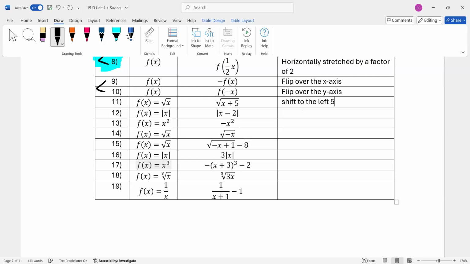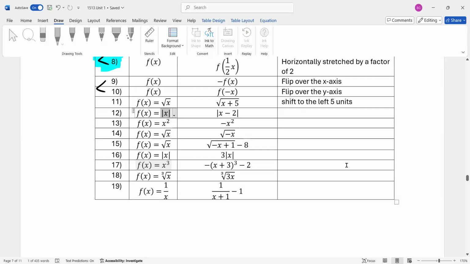5 units. Very good. Because the treatment is on x, for us to have the same input, x needs to be 5 units smaller. All the x become 5 units smaller, so the graph shifts to the left 5 units. What about number 12? This is the famous absolute value function.